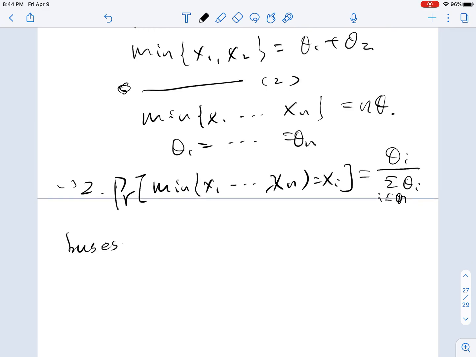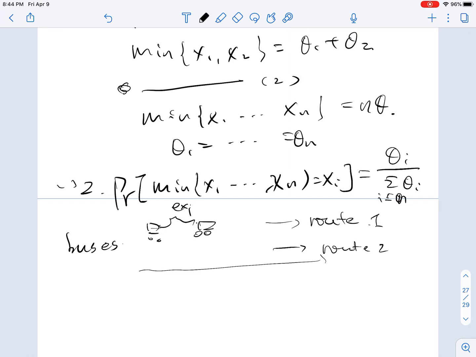Right? So I actually have, for instance, two routes I can use. One is route 1, I'm just making things up, and this is route 2. There are two buses I can use. Let's assume that the inter-arrival time for bus 1 is modeled by the exponential process, exponential theta 1, and this is bus 1.